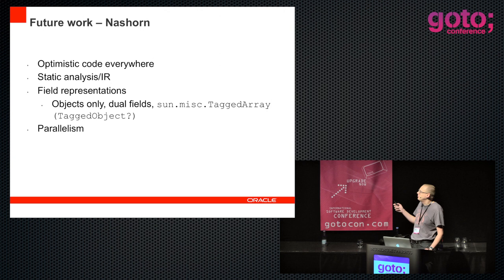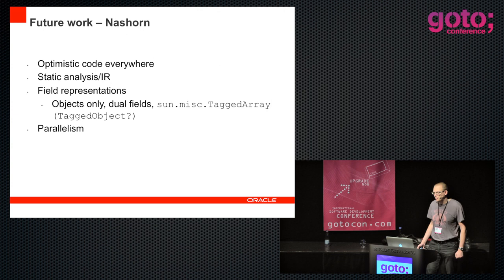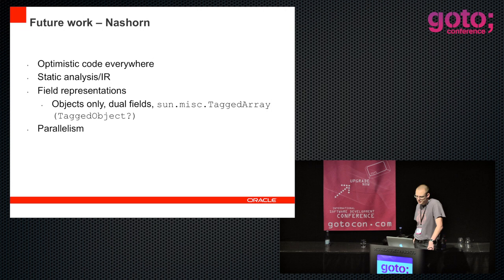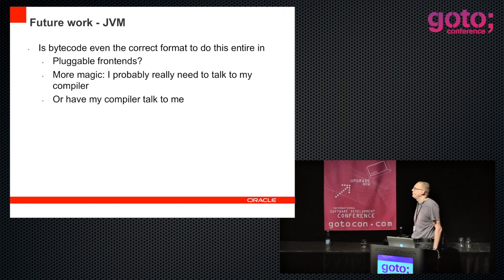Parallelism is also nice. There are plenty of parallel frameworks like web workers that try to present parallelism in an implicit way in JavaScript. So for the user, we probably want to do something like that. Boxing removal in the JVM, intrinsics, lambda form caching. I talked about all these things that need to be improved in the JVM. Maybe even bytecode is not the correct format to do this in.